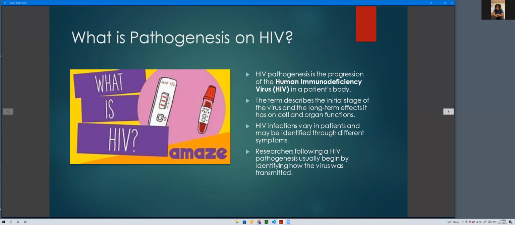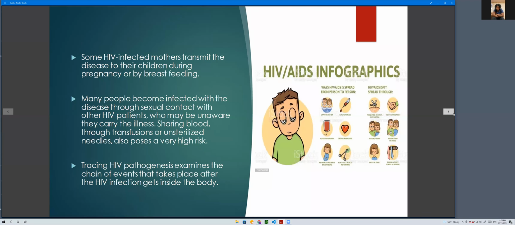The term describes the initial state of the virus and the long-term effect it has on cell organ functions. HIV infection varies in patients and may be identified through different symptoms. Researchers following HIV pathogenesis usually begin by identifying how the virus was transmitted.